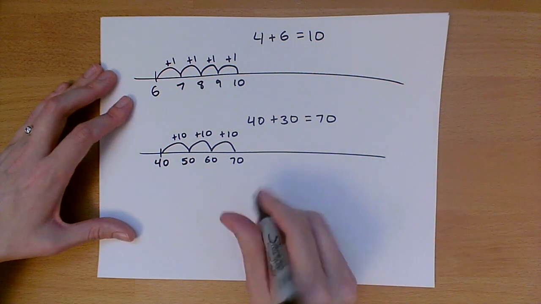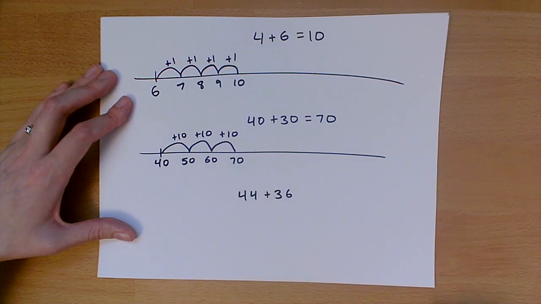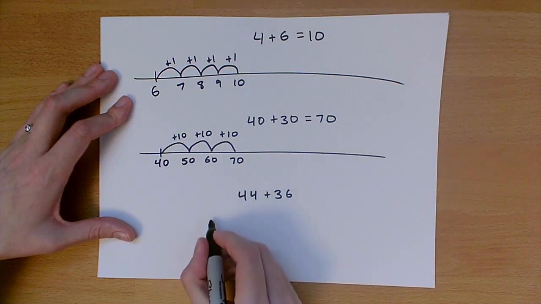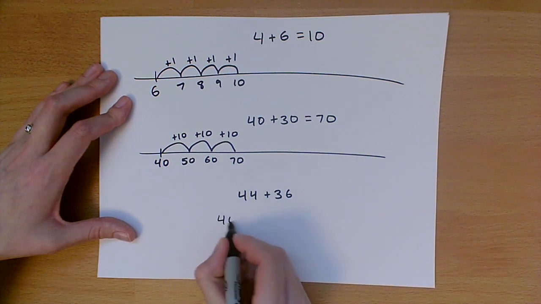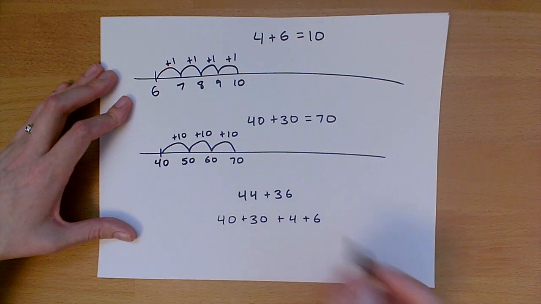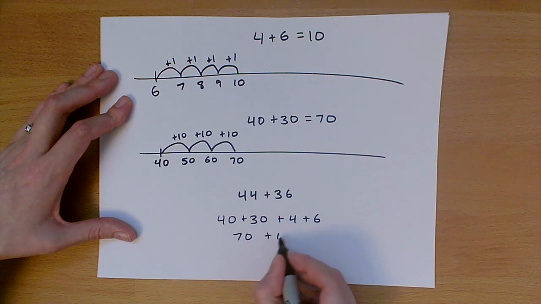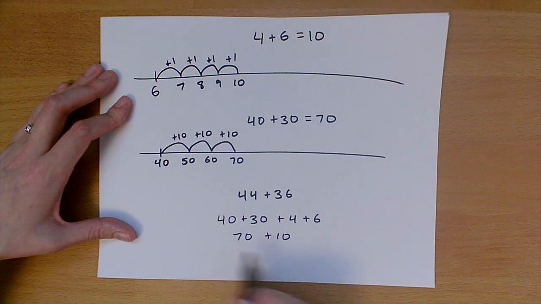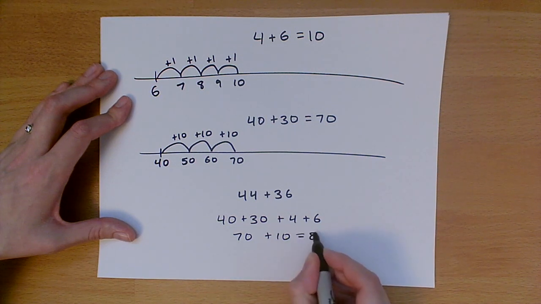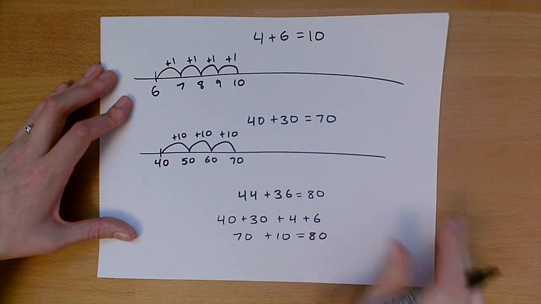Next, I'd like you to add 44 plus 36. So there are different ways to solve that equation. The way I'm going to try is by splitting those numbers. So I'm going to split the tens, so I've got 40 plus 30, and the ones, so I've got 4 plus 6. So that adds up to 70 plus 10. And I know 7 tens plus 10 tens equals 80. So that would equal 80.